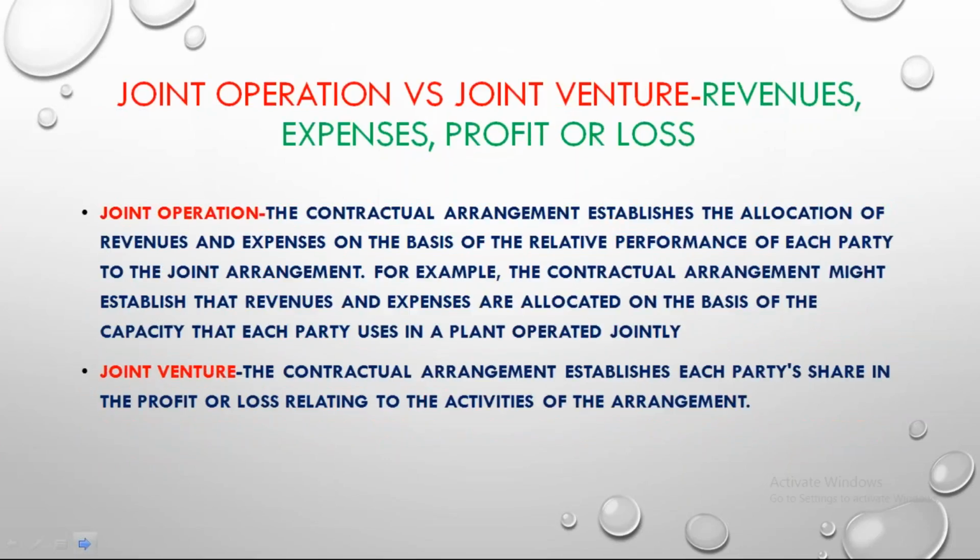So what about the revenue and expenses? In the joint operation, revenue and expenses are allocated on the basis of the relative performance of each party. So if the company has made 100,000 revenue, 25,000 of revenue is yours. If the company has spent 80,000 expenditure, one third of the expenditure is yours. In the joint venture, each party shares the profit or loss, not the revenue and not the expenses. We share the profit or loss and the net assets.